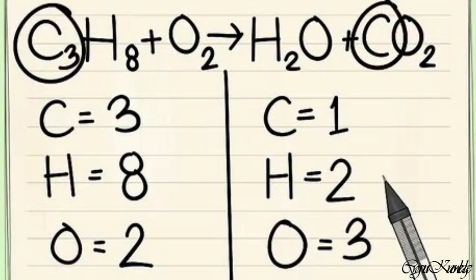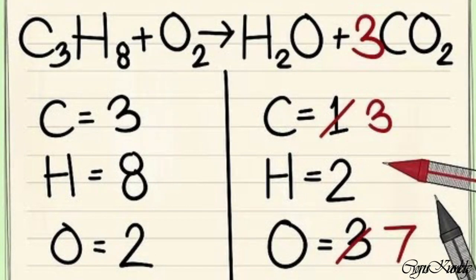Number 4. Start with single elements. If you have more than one element left to balance, select the element that appears in only a single molecule of reactants and in only a single molecule of products. This means that you will need to balance the carbon atoms first.